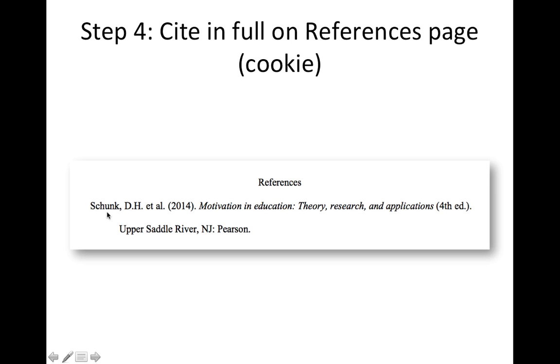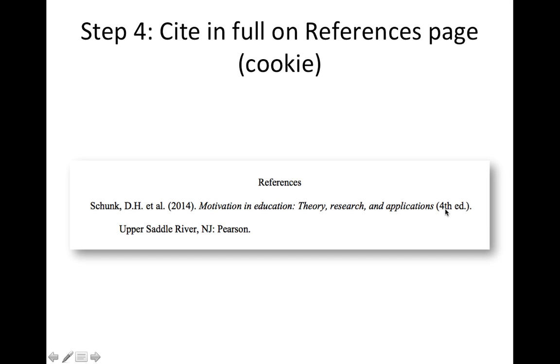So I give you the author of the book. In this case, it's a book. There are multiple authors, so that's what that means. I have the date. That's very important. This is the title of the book. It's a long title. It's an edition book.